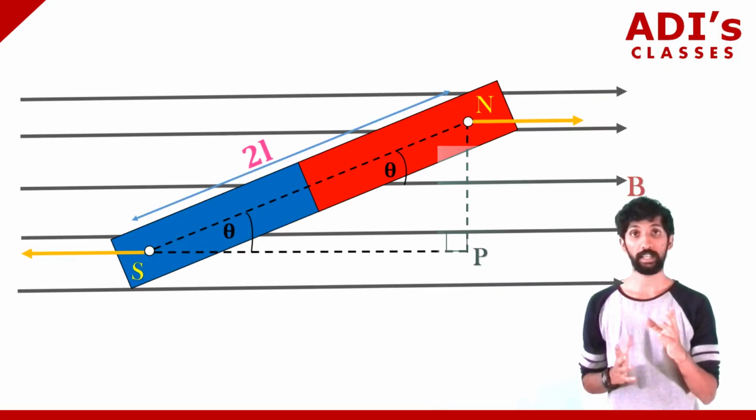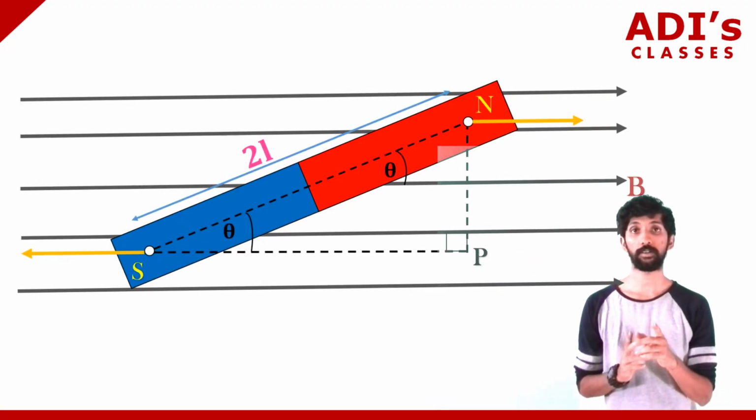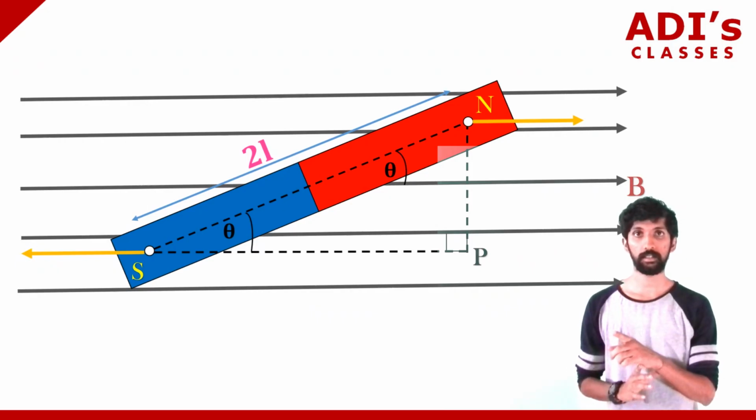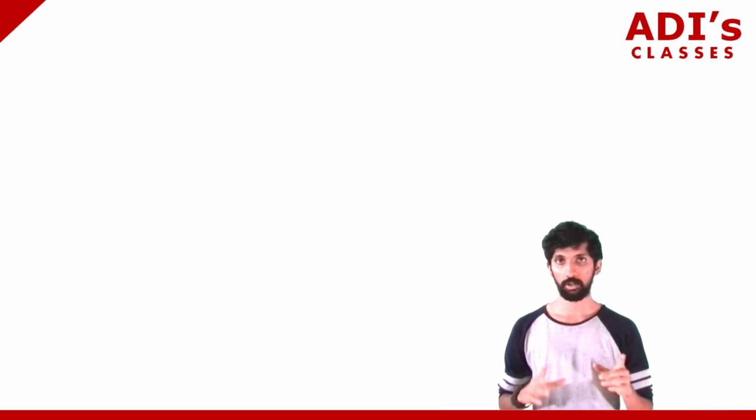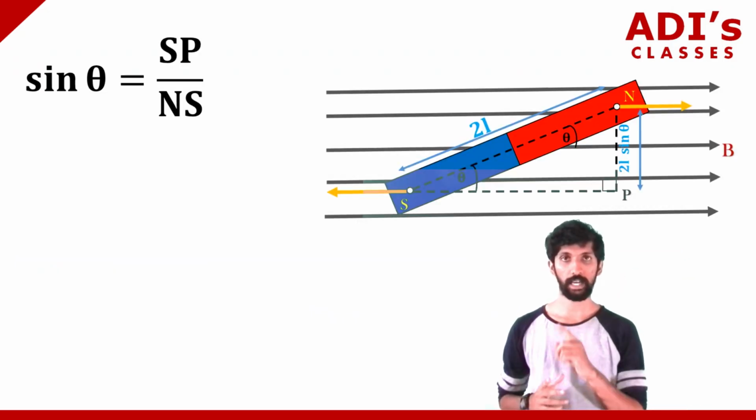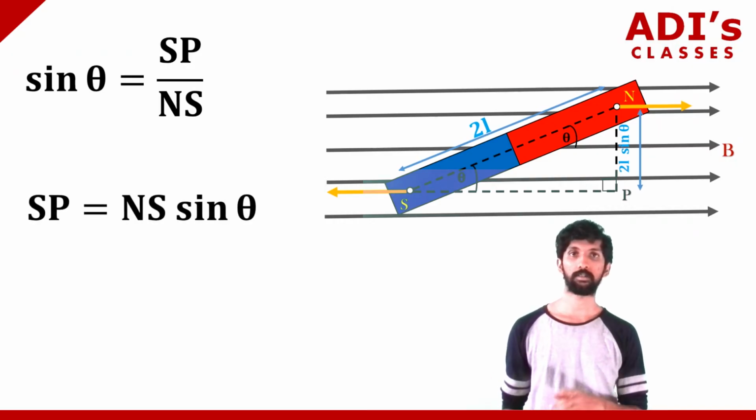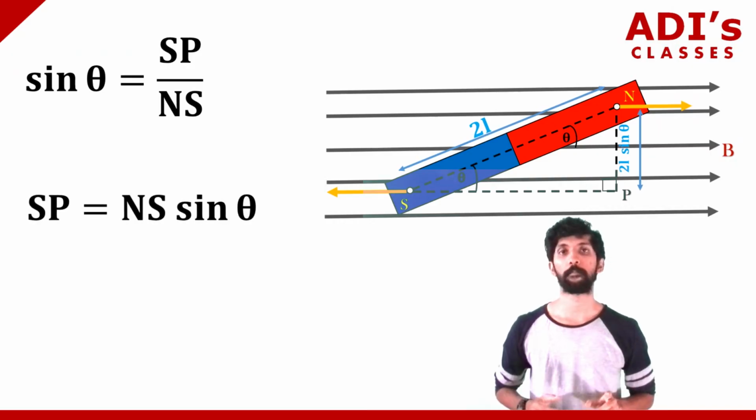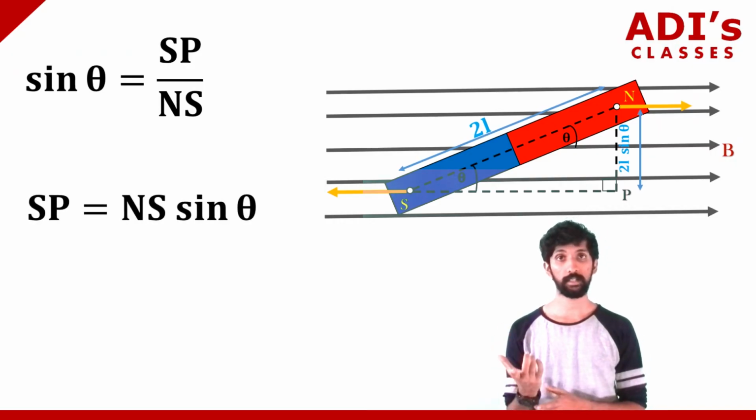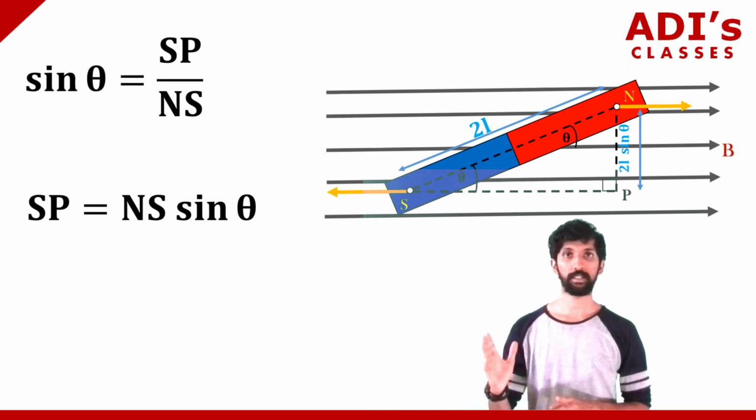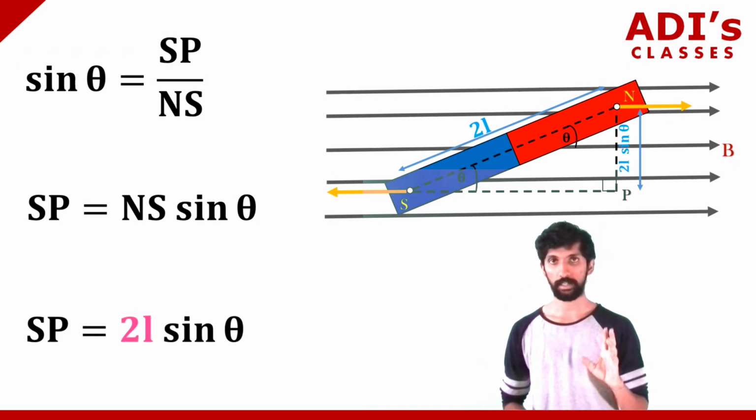So you have triangle NSP. Okay, so we need to find sine theta, because sine theta is based on the opposite side, correct? So if you take sine theta, you get SP by NS. So SP is equal to NS sine theta, right? Now NS is what? The length of the magnet, that's 2L. So you have SP equal to 2L sine theta.